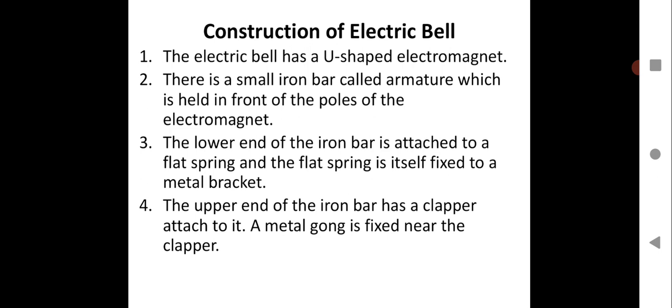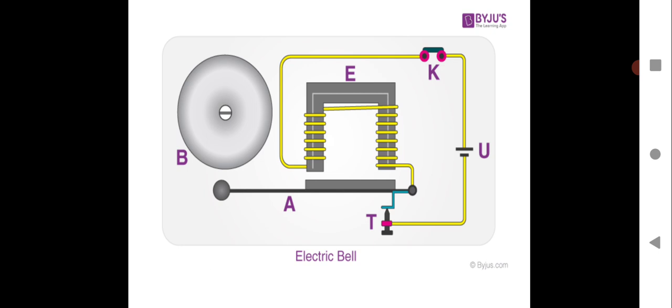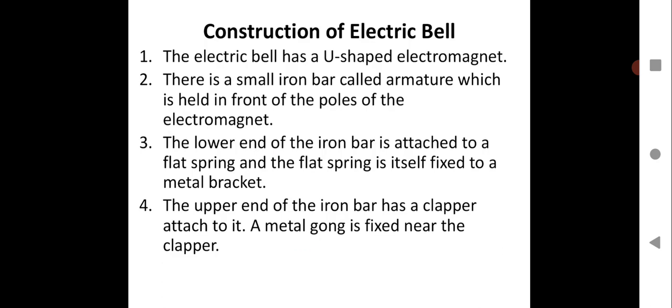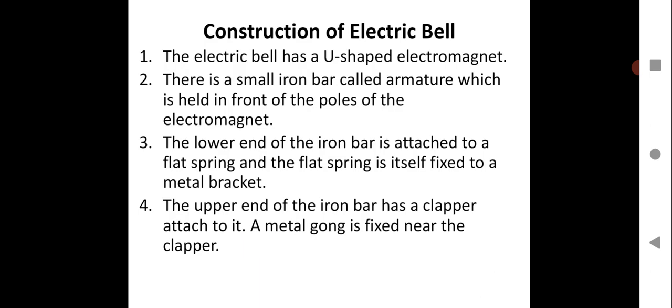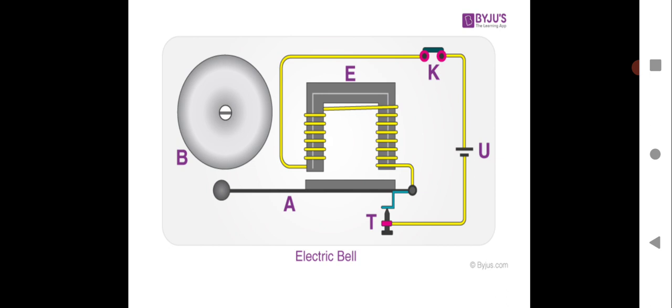So here you see the electric bell has a U-shaped electromagnet. Here you can see a U-shaped electromagnet marked as E. Then there is a small iron bar called the armature, which is held in front of the poles of the electromagnet. So there is an armature over here, you can see A in front of the electromagnet. Then the lower end of the iron bar is attached to a flat spring, and the flat spring is itself fixed to a metal bracket. So here you can see the iron bar is attached to a flat spring, and then it is attached to a metal bracket.